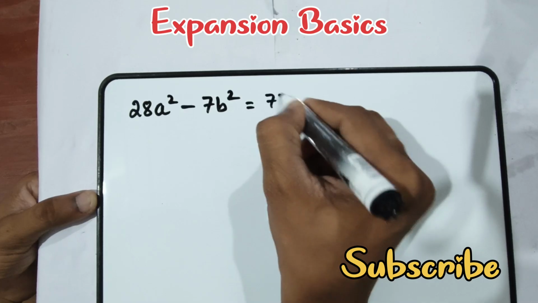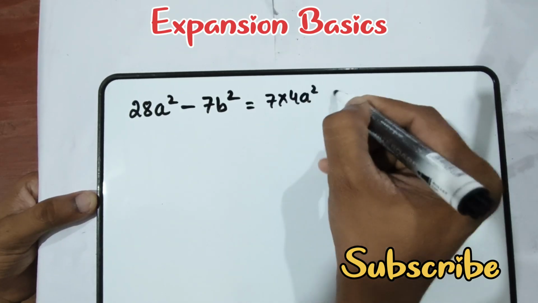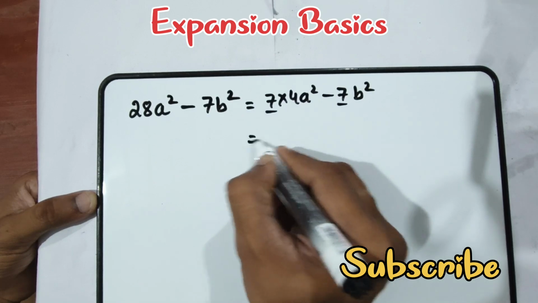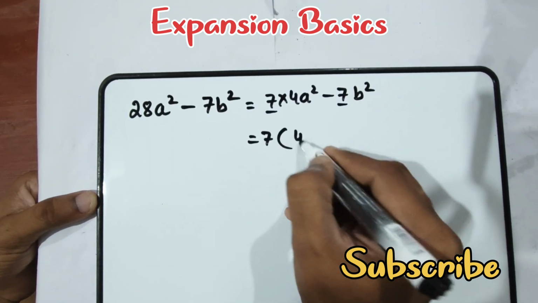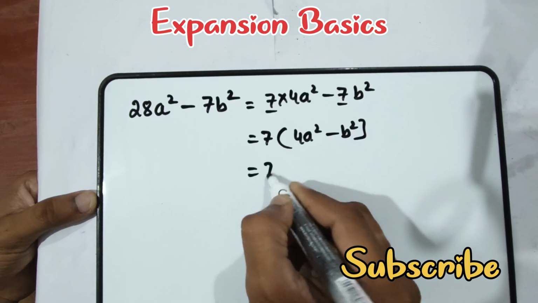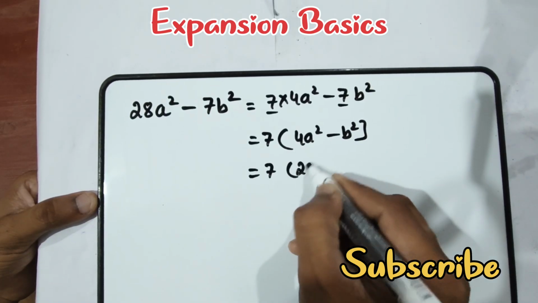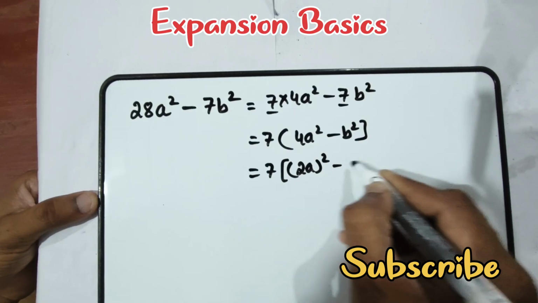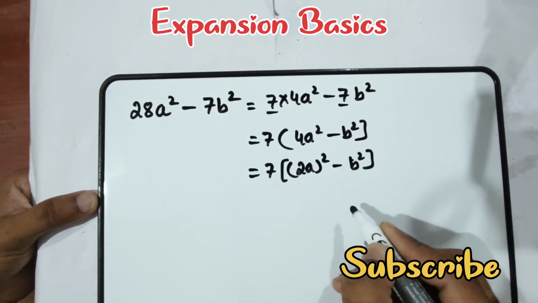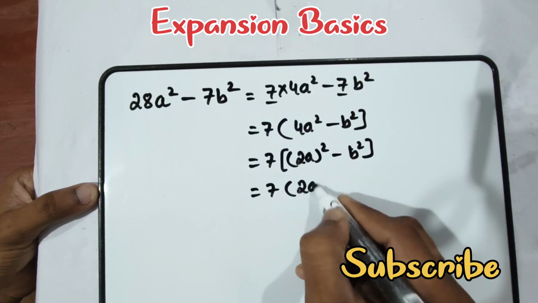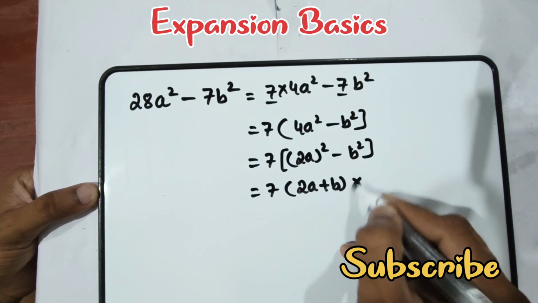Let us take the last question. 28a square minus 7b square. I can write 28 as 7 into 4. 7 you take common: 7 bracket 4a square minus b square, that is 7 into 2a bracket square minus b square. Again it is the a square minus b square formula, a plus b into a minus b: 7 into 2a plus b into 2a minus b.